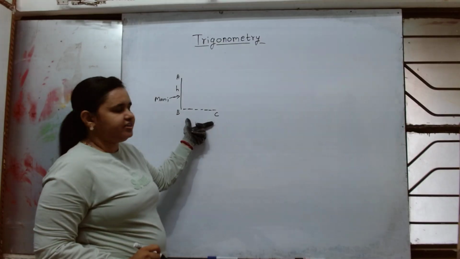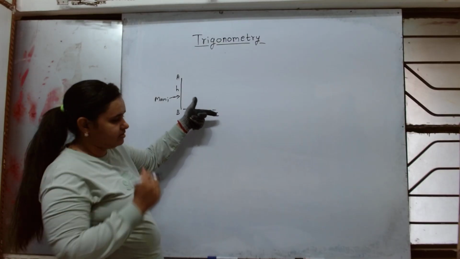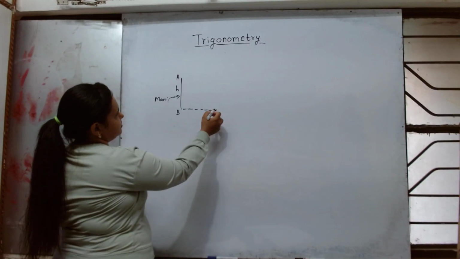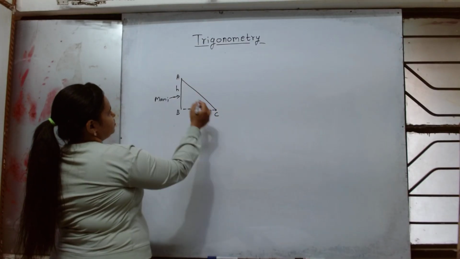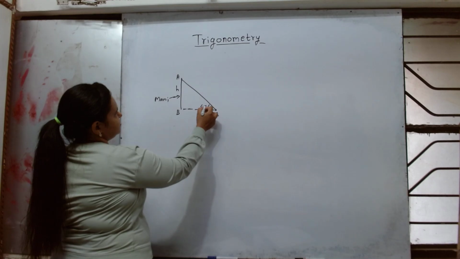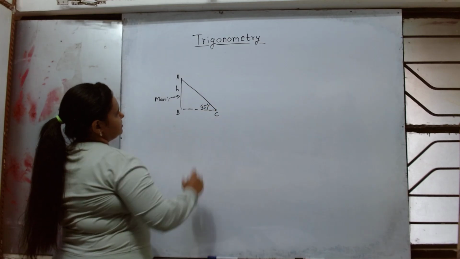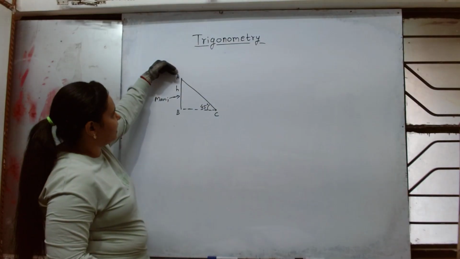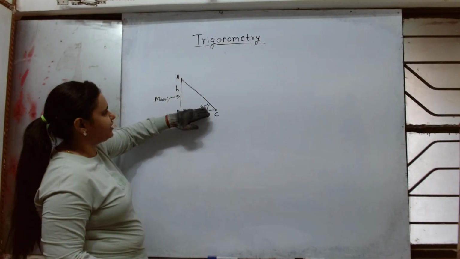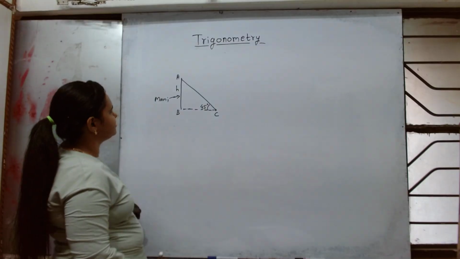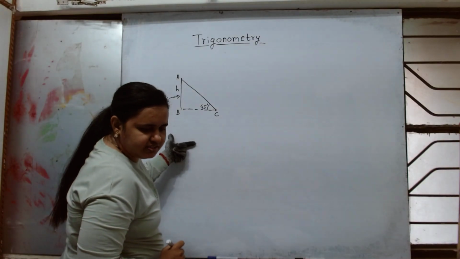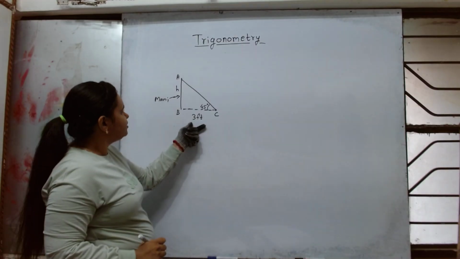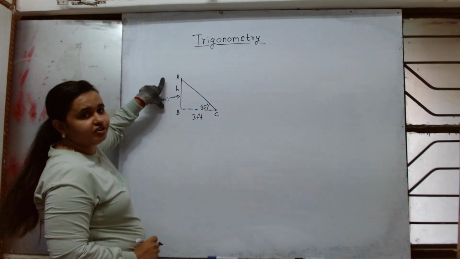And angle of elevation means the angle of elevation from this point to this, it is 45 degree. Elevation means in the upward direction. From the shadow to the height of Mani, it is 45 degree. The angle of elevation is 45 degree, and the shadow is given as 3 feet. So what we have to find is the height of Mani.